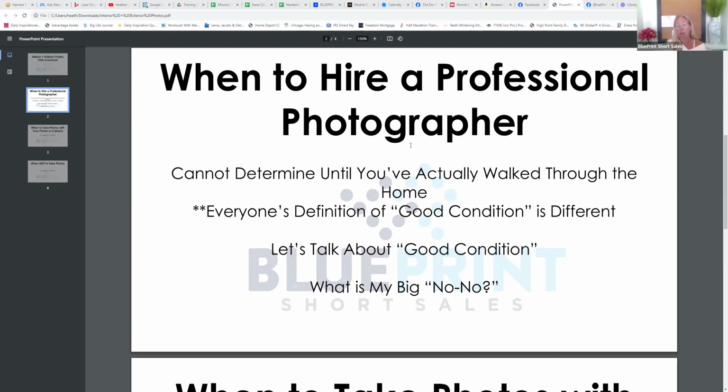And so if I go through and it's great, maybe there's one room that's not so good, or they're using that as a staging area for their boxes or moving, that is okay. Just skip that room. But if you walk through and it looks pretty dang good, I would then hire a professional photographer.